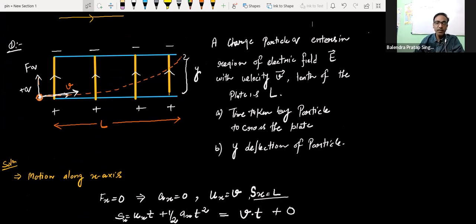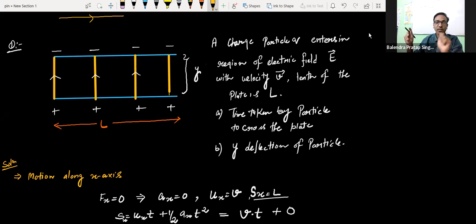We have an electric field. In this diagram you can see there is a positive plate and there is a negative plate. I'm just removing some points that I will draw again. Yeah, this is your complete question. So there is a positive plate, there is a negative plate, so the direction of electric field is from positive to negative.